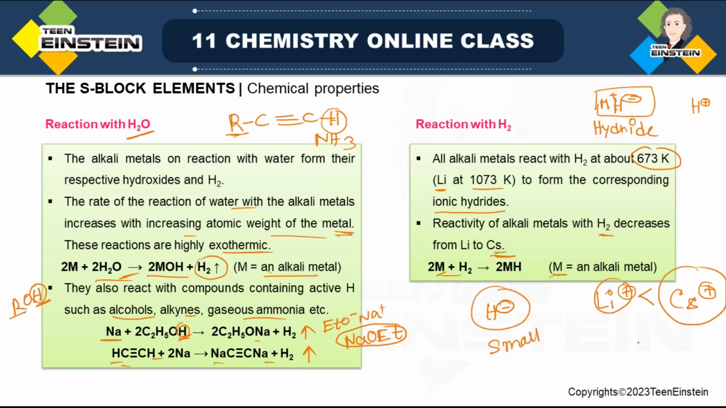So this is the reason there is proper packing. This is the reason that though ionization energy is decreasing down the group, here there are some other factors around. So reactivity of alkali metals with hydrogen is opposite, it is decreasing down the group. So lithium can react better with H2 compared to cesium.